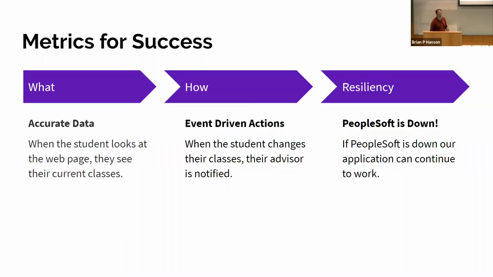We also want to be able to look at changes to that data and notify the advisor when certain events happen. And it would be great if we could be resilient to if PeopleSoft is down, it would be great if our application was still up. I'm going to call that a bonus, right? That's not a core part of our problem. If we can get the first two things, great. If we can get all three of them, even better.